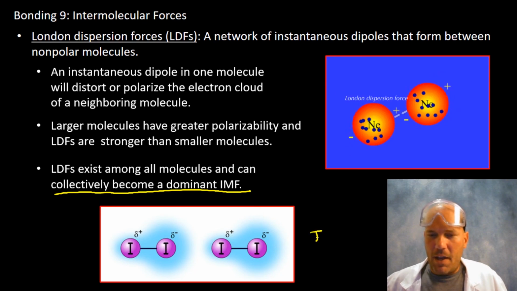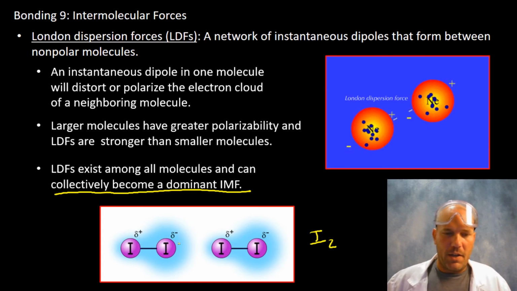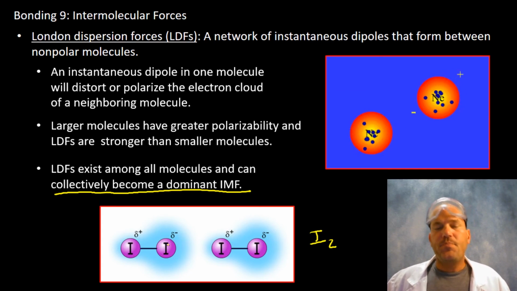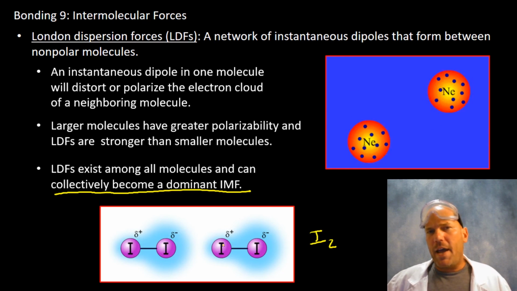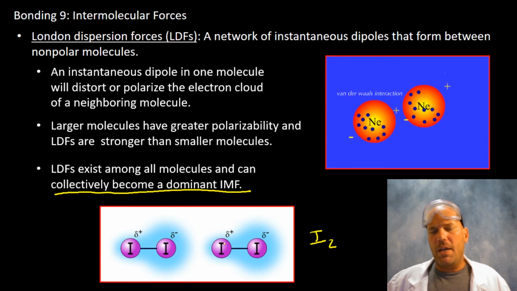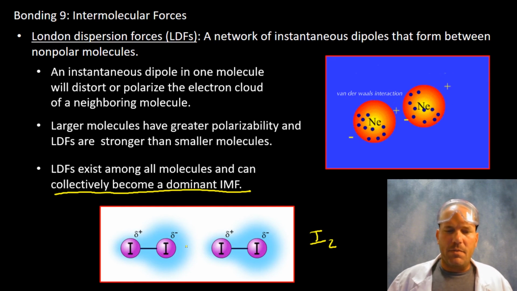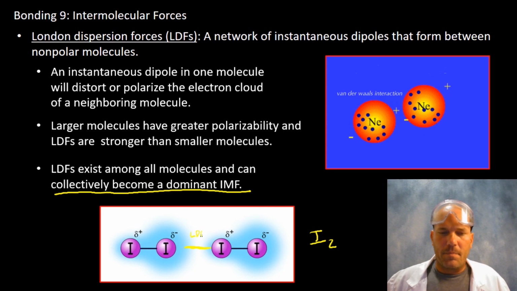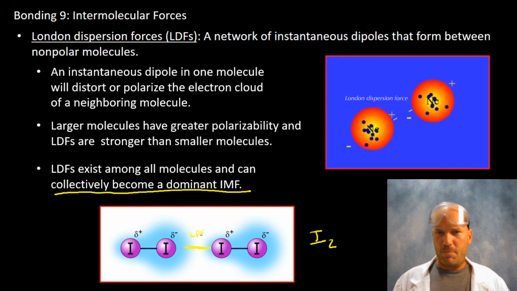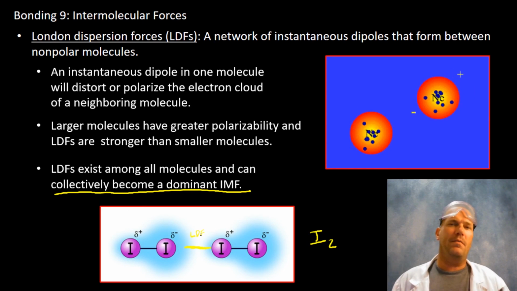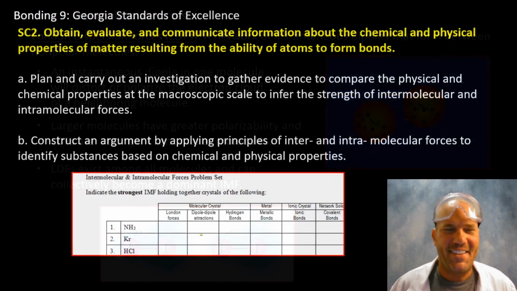And here we have diatomic iodine. Again, on this pole we have a partial negative charge, whereas on this pole we have a partial positive charge, and that's where we get this LDF forming among them. Again, not within. Within, these are covalent bonds. Among, these are London dispersion forces, which are a type of van der Waals interaction.